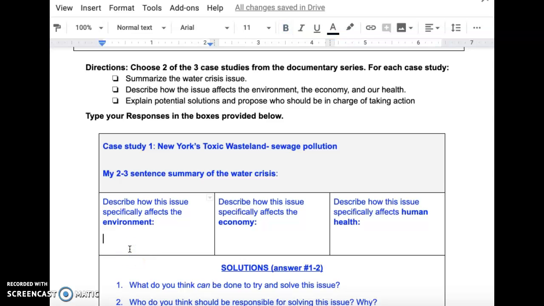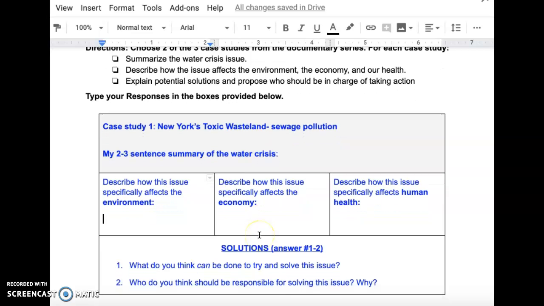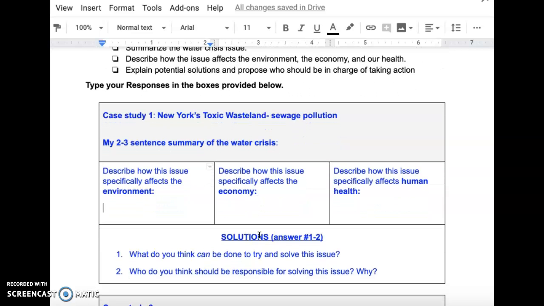And these may not be explicitly stated in the documentary itself, but you might have to draw some inferences in that case. Think a little bit more critically. Okay, well, if I see that wastewater is being polluted with these contaminants, or if I see that fresh water might be polluted with wastewater contaminants, right? How can that affect human health?